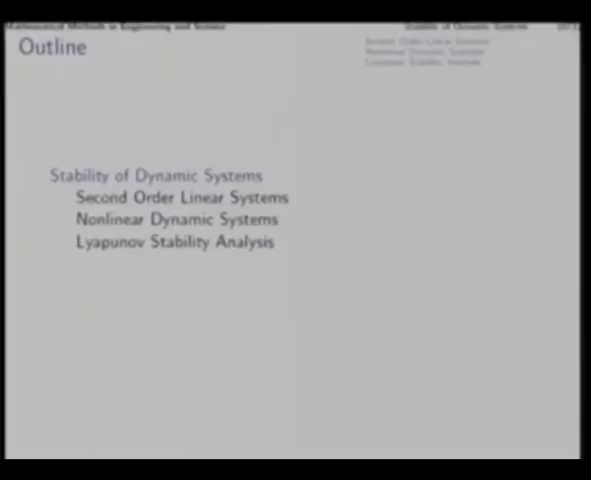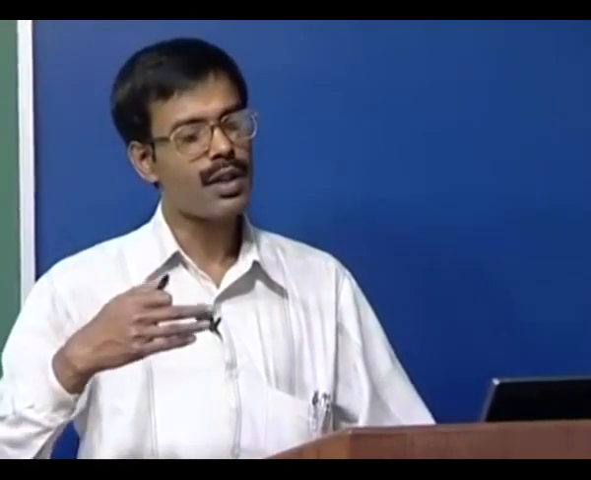So, in the next lecture we will discuss the stability of dynamic systems described with the help of second order linear systems first. One single second order differential equation means the same as two first order differential equations, because we can always represent the second order differential equation in the state space, which will have two state variables.